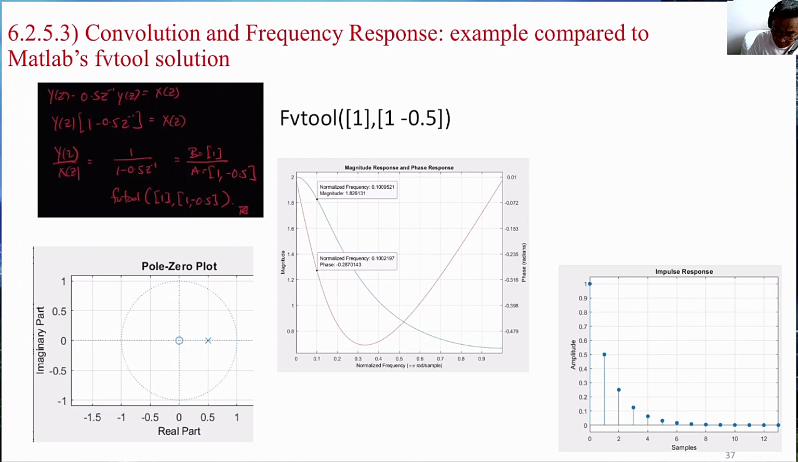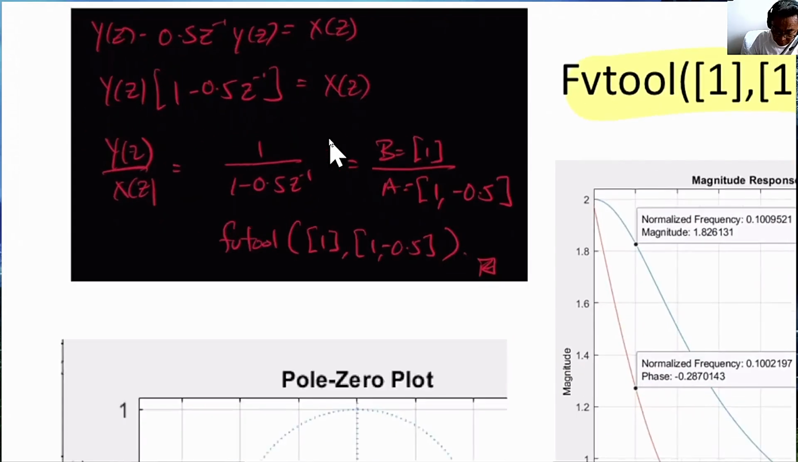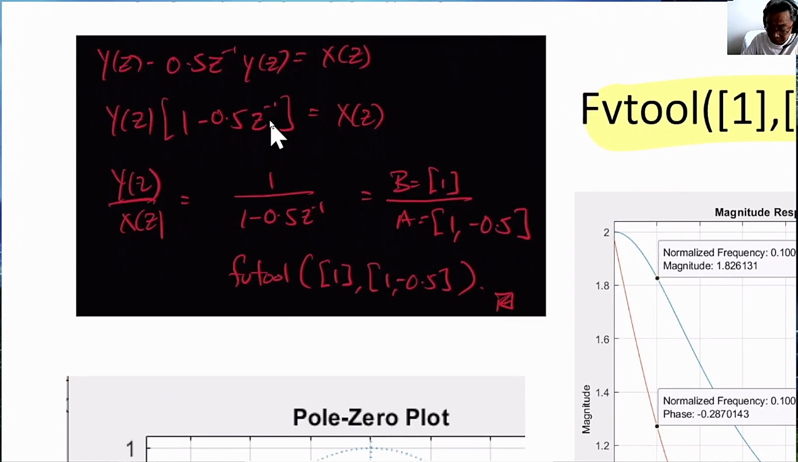Welcome back. This is 6.2.53. We're going to use FV2, the MATLAB toolbox, to examine this example. We have converted the z transform of the difference equation to this: Y(z) minus 0.5 z^-1 Y(z).